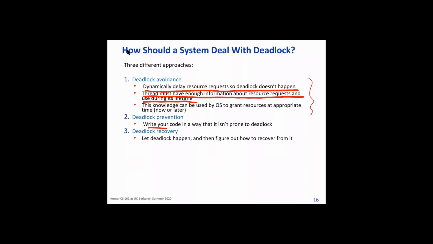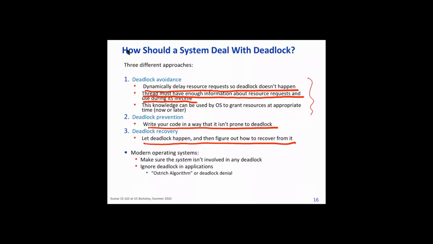That is, write code in such a way that it's not prone to deadlock. And third, of course, is when deadlock happens, recover from it. These three are based on the points we have discussed earlier. This point we have already discussed.